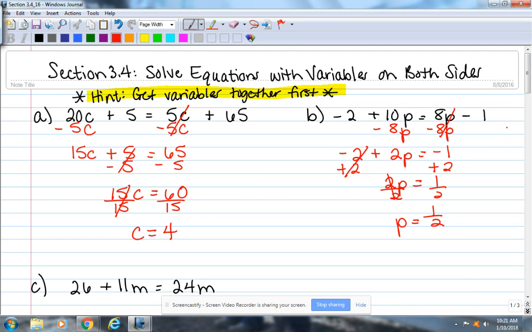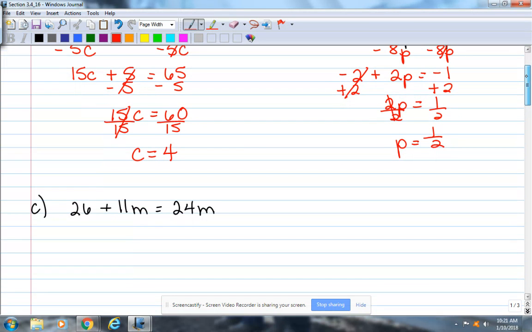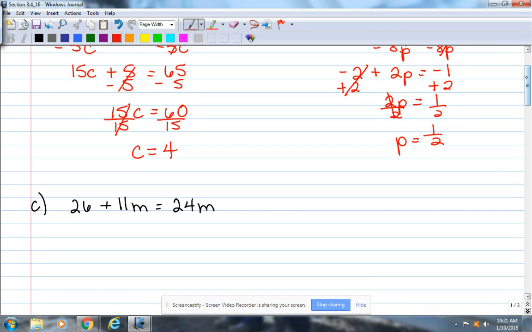Okay. This next one, problem C right here, it looks a little different because it doesn't have an extra term on the end. But it still has an M on each side of the equal sign, right? So to get our M's together, we could do one of two things. We could subtract 24M on both sides. But if we subtract the 24M, what happens? You'll be a negative. And also, what happens after the equal sign, though? Nothing. There's nothing there to use.